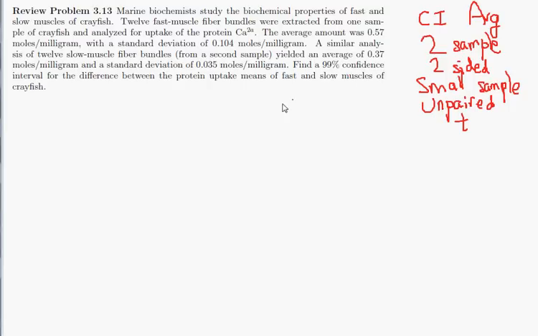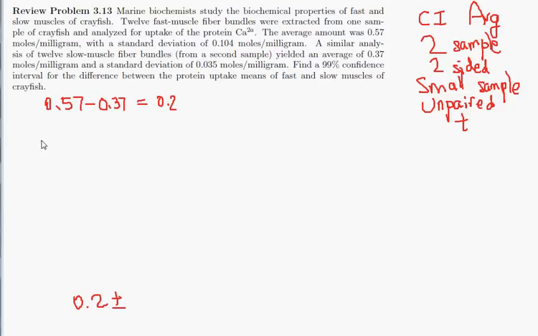We have a confidence interval problem, so the center of the confidence interval will be located at 0.57 minus 0.37 for 0.2. Okay, so that will be the center of the confidence interval, so 0.2 plus or minus something.